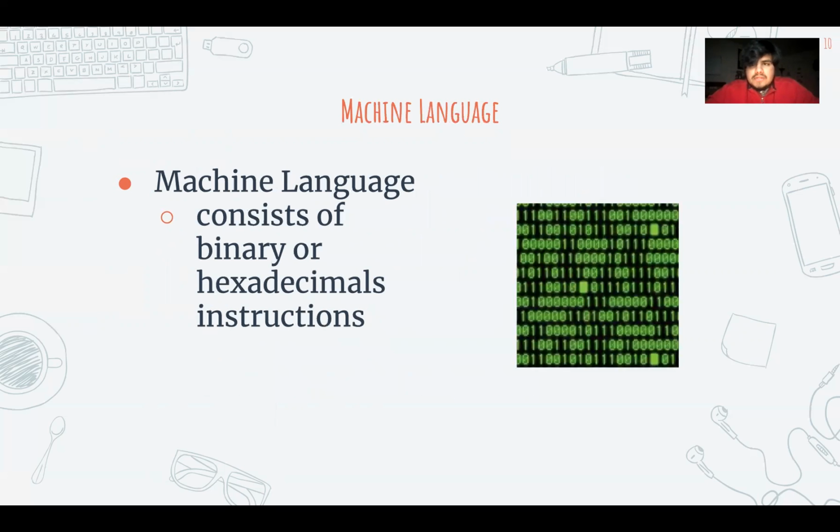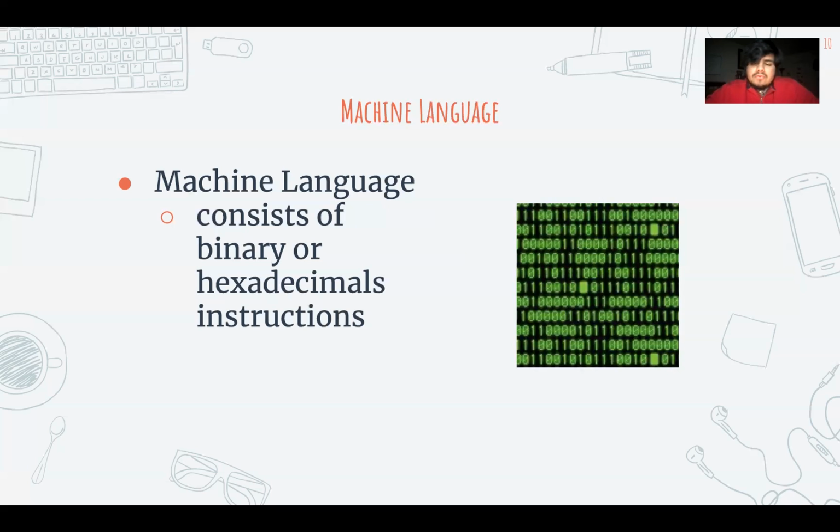So machine language is like your vanilla code. It's like the most organic, right? It consists of binary or hexadecimal instructions, again, binary code. So this is ultimately what the computer interprets, right? It doesn't really interpret human words. Those human words that we know are translated into machine language so that the computer can interpret it.